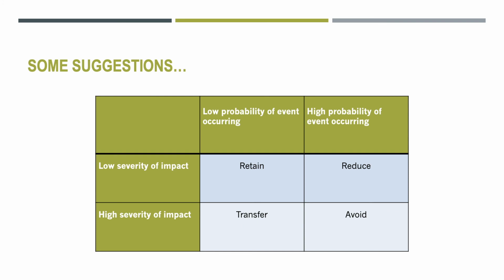If there's a high probability of an event occurring with low severity or impact, perhaps then we'd use the reduce strategy. It's something that's fairly common but doesn't have a big impact. So maybe we'll do some training. That would be in the reduce strategy.